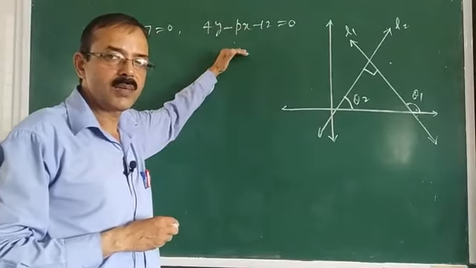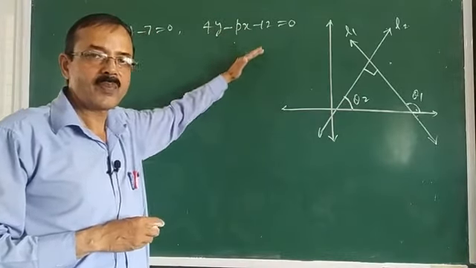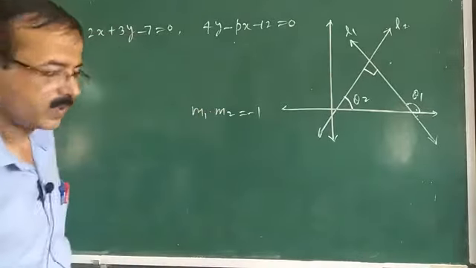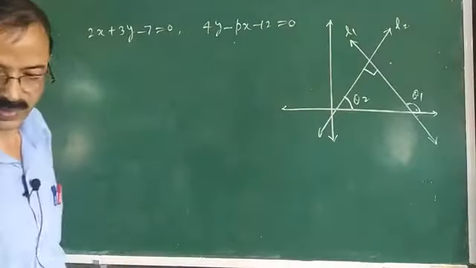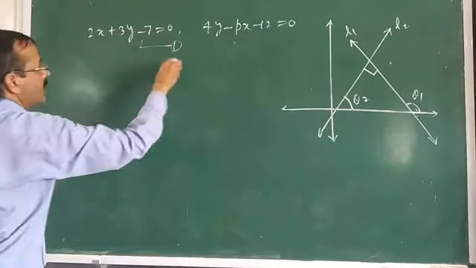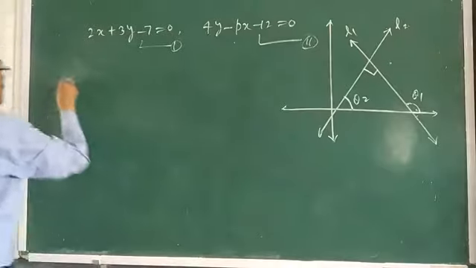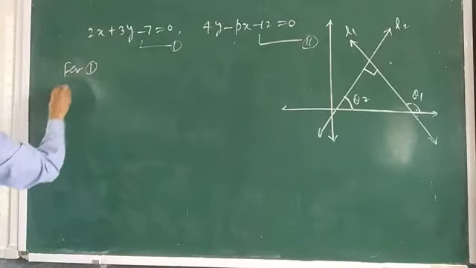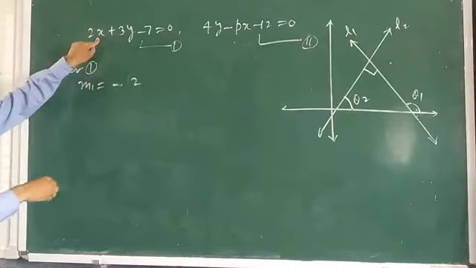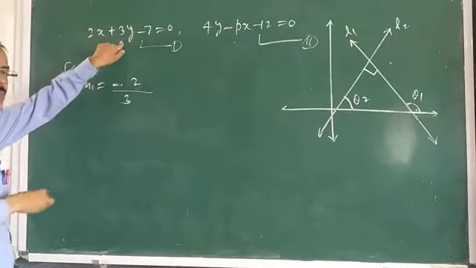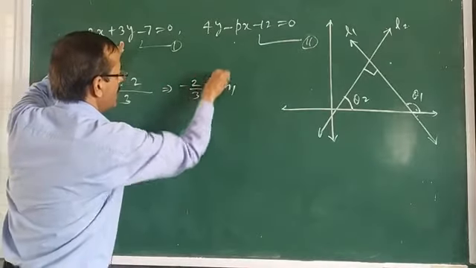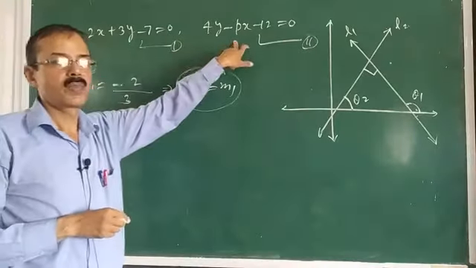Okay, and what condition is given? Both lines are perpendicular. So for perpendicular, what condition will we apply? m1 into m2 is equal to minus 1, to find p. So first you find it for this line, the first line, and this is the second. For the first line, m1 is minus coefficient of x upon coefficient of y. What came? That came minus 2 upon 3. This is m1.